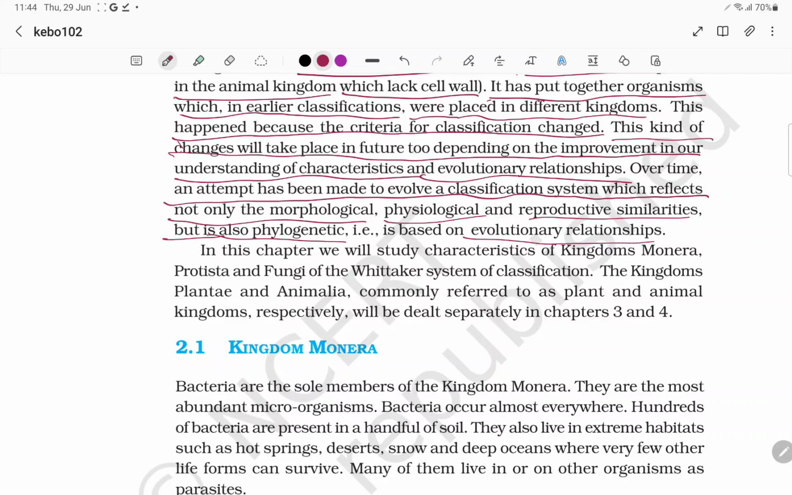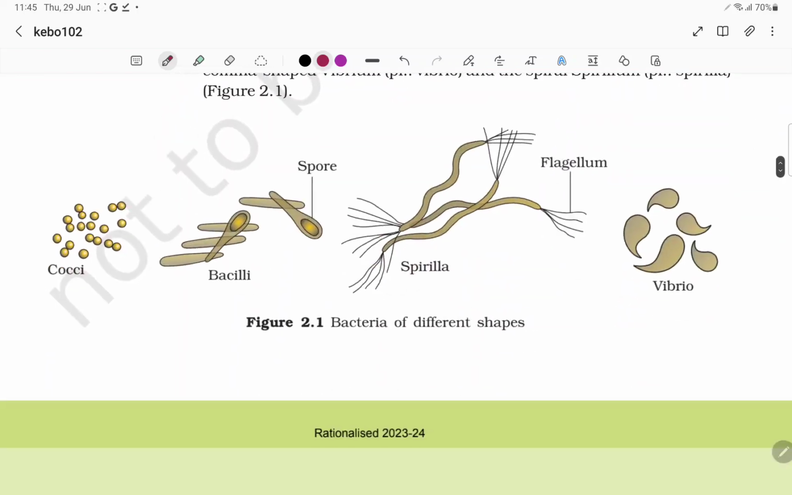So in this chapter, we are studying in detail kingdom Monera, kingdom Protista, and kingdom Fungi of the R.H. Whittaker system of classification, because this is the most widely accepted system of classification. The kingdoms Plantae and Animalia are separated and will be studied under separate chapters, chapter 3 and chapter 4.